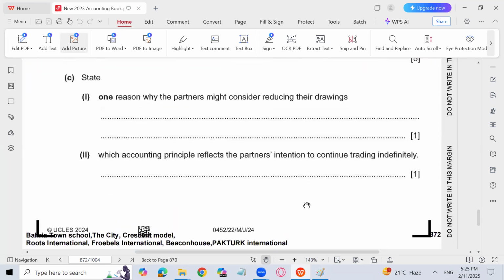State one reason why the partners might consider reducing their drawings, because they have been charged interest on drawings. Their current account has been reduced because of interest on drawings. So that is going to increase their losses actually. So interest on drawings is charged to discourage drawings, to penalize partners. So they should consider that they should decrease their drawings.